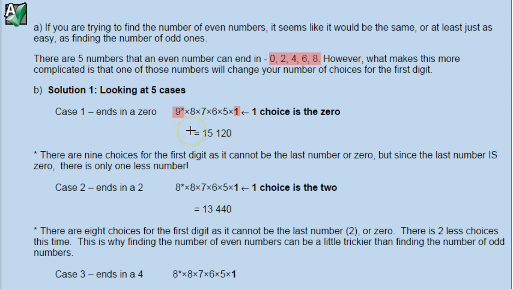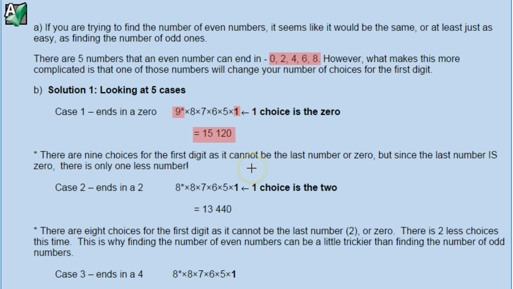Because you remember in previous cases, we always reduced our number from 10 to 9, because we weren't allowed to have a 0 in the first place. But in this case, we've already used up our 0, so we don't have to worry about that, so it's still 9. So if we use 0 as our last digit, we have 9 times 8 times 7 times 6 times 5, and then times 1 for the 0. So in this case, we would be doing 9P5 times 1 factorial for the 0. It gives us 15,120 options.